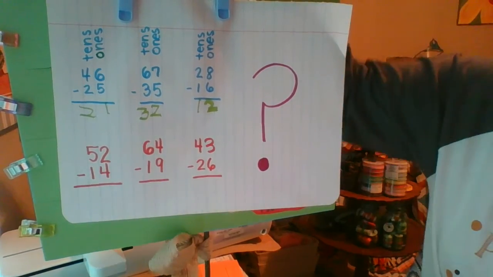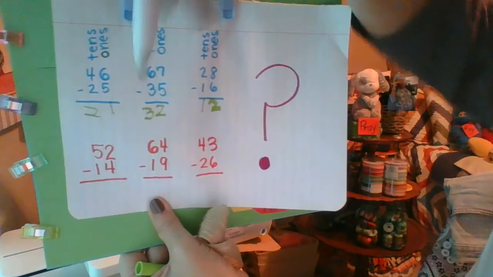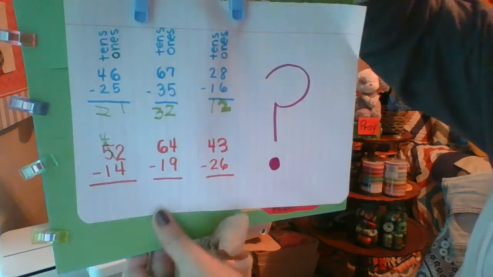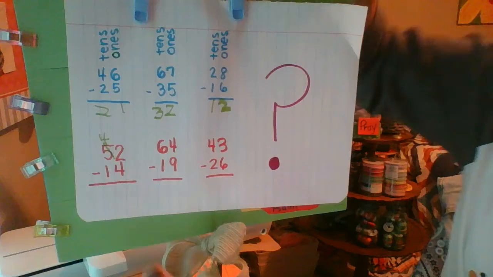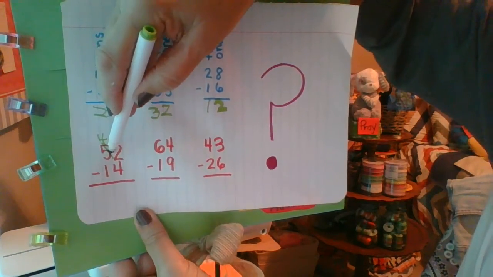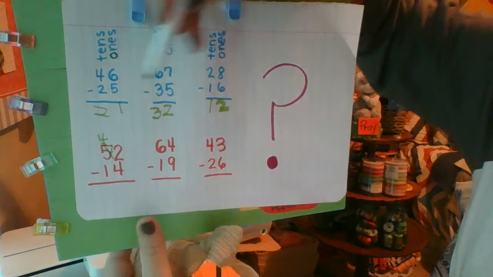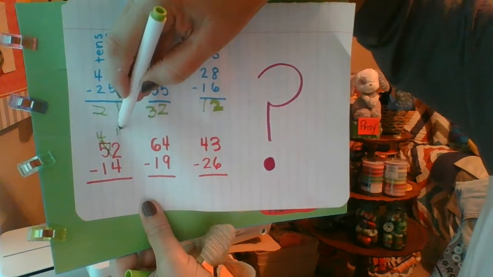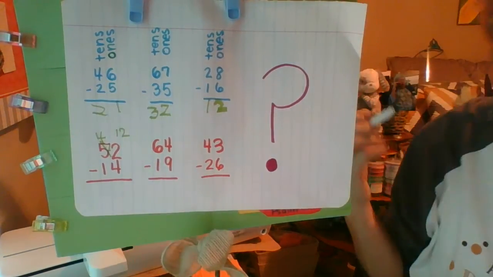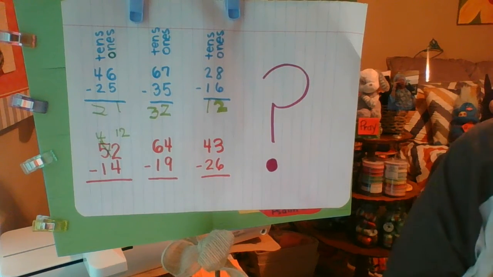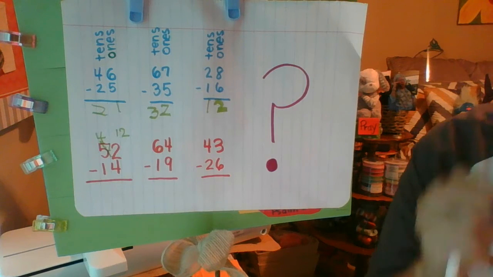Now, if we borrow, we go to the tens place, and we take 1 away from 5, and we're going to take that 1 over to the ones place. So you've got 1 ten and 2 ones. Now, if it helps you do this, put this at the top of it. It helps me keep it straight in my head. So if you take 1 ten and add it to 2, 10 plus 2 is 12.